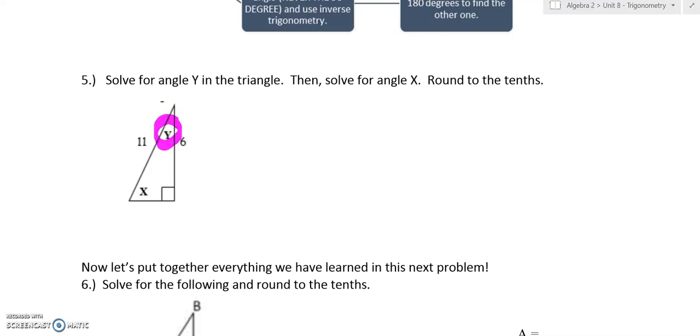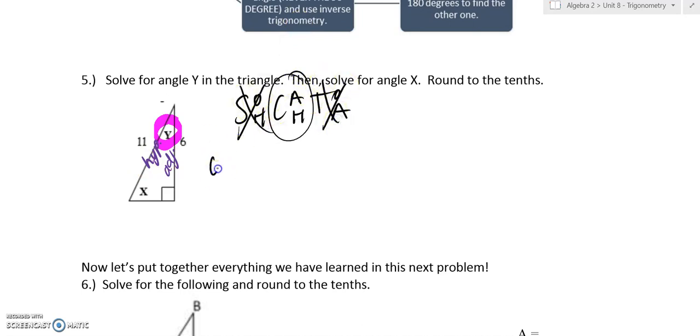So I'm going to circle it, and I'm going to label. I have adjacent to angle Y, and I have hypotenuse to angle Y. I'm going to think about SOHCAHTOA. If I have A and H, I'm going to use cosine. So I'm going to set this up: cosine of whatever I circle, so that would be cosine of capital Y, is equal to adjacent, so a 6, over hypotenuse, which is 11.